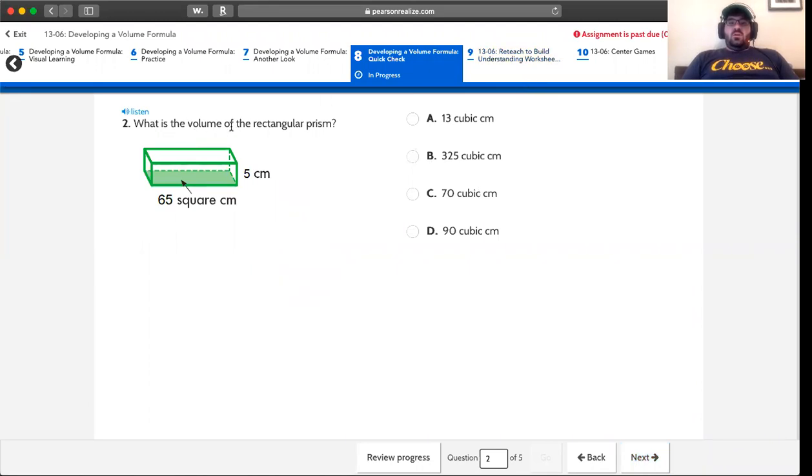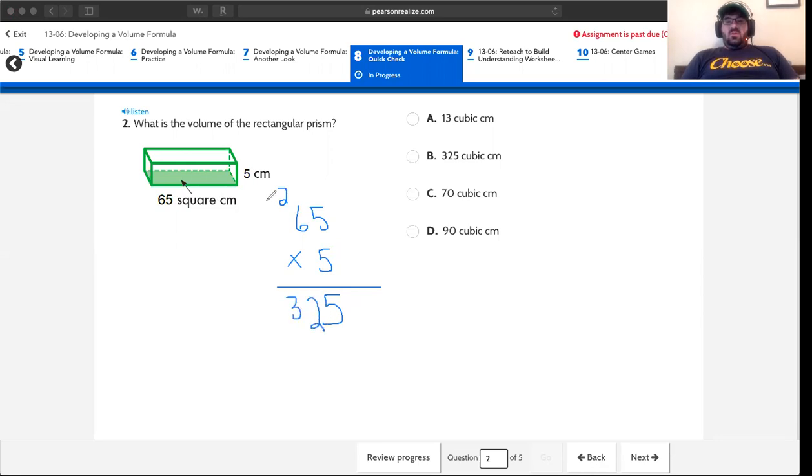What is the volume of the rectangular prism? So once again, this is 65 square centimeters. So that is the base. So I'm going to do 65 times 5. 5 times 5 is 25. Write the 5, carry the 2. 5 times 6 is 30, plus 2 is 32. So 325, and also cubic centimeters. I look for that right answer. I found it right here.